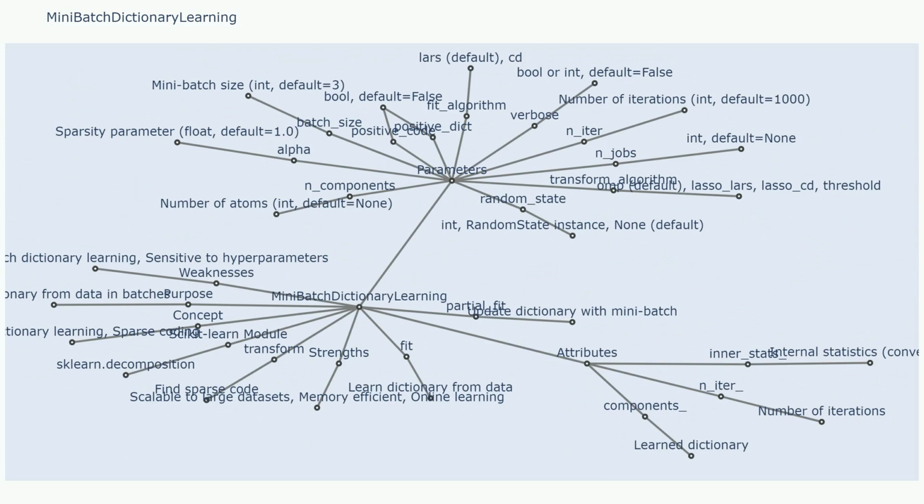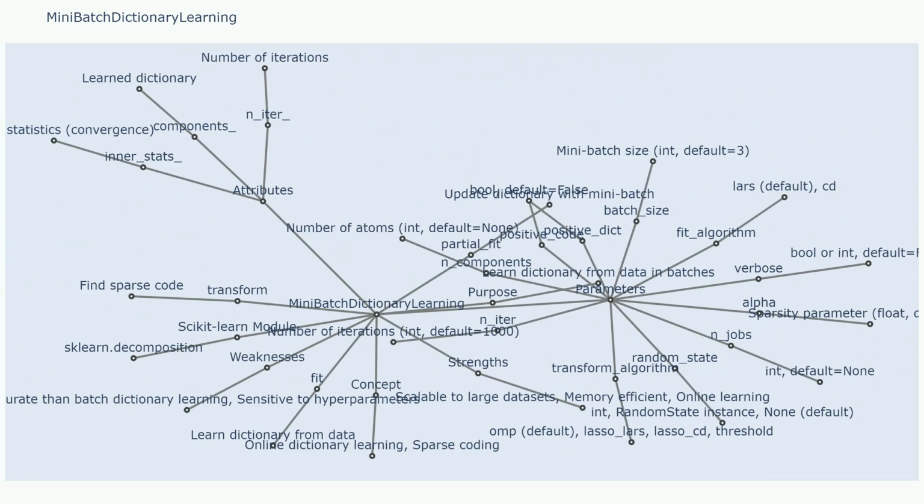4. Key parameters. n_components. This parameter defines the number of atoms in the learned dictionary. A smaller number of atoms leads to a more compact representation, but may reduce the accuracy. Alpha. This controls the sparsity of the codes. Higher alpha values lead to sparser codes. n_iter. The number of iterations to run the algorithm for. Batch size. The number of data points in each mini-batch.